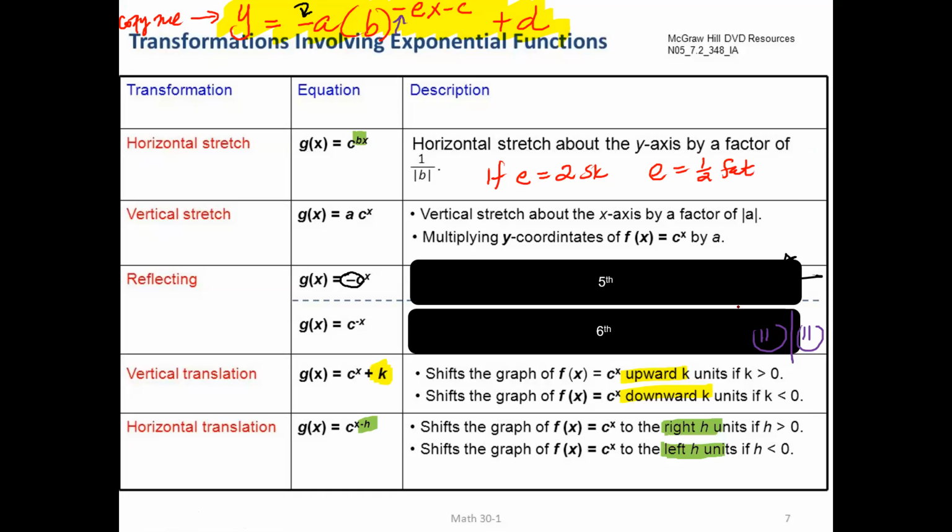So let me go ahead and move it over. So it might look something like this, like very narrow, okay? Now, on the other hand, if this b is going to be smaller than 1, like 1/2 or 1/4, it might be a little bit fatter and a little bit more stretched out like that. Okay, then we're going to talk about the following. The A is going to be a vertical stretch, okay, about the x-axis.